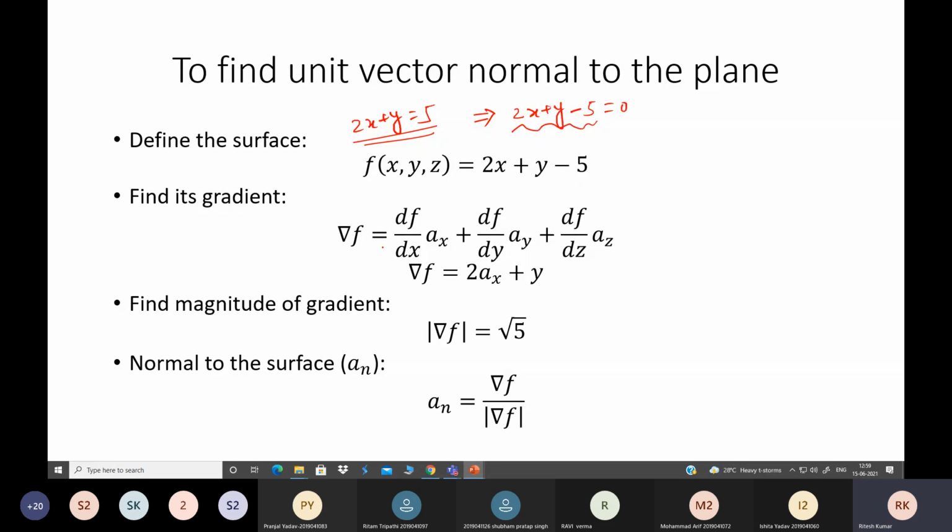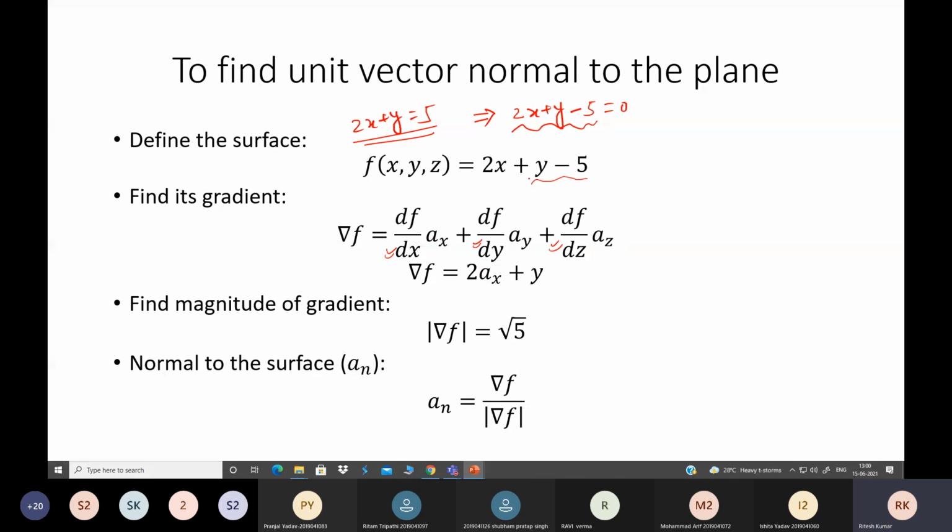So the gradient is what? You differentiate with respect to x, with respect to y, with respect to z, and put the directions ax, ay and az. This gradient gives the change of that function in a particular direction: this term in the x direction, in the y direction and in the z direction. That's why we have written the vector directions ax, ay and az. So when you differentiate with respect to x, the other terms are treated as constant, so 2x gives 2 only and ax will be present.